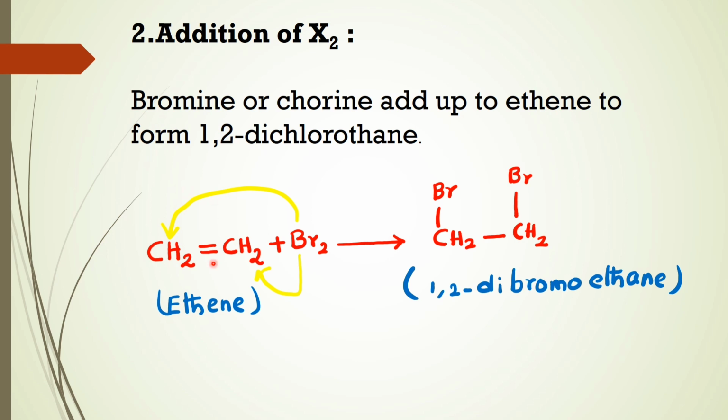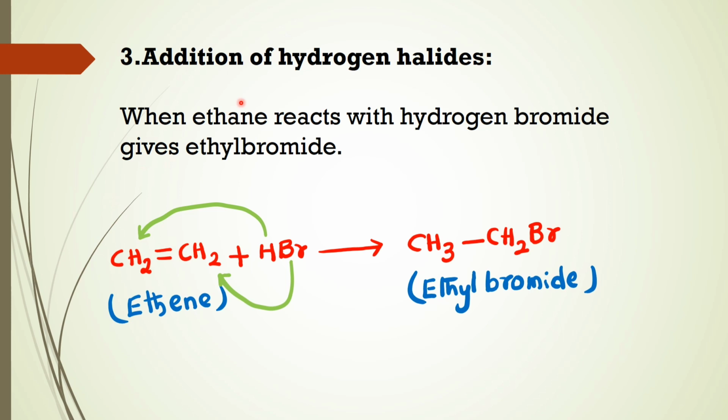The next one, halogenation. When ethene reacts with bromine, one bromine is added to one carbon and the other bromine atom to the other carbon, so the double bond becomes a single bond. So CH2Br-CH2Br, 1,2-dibromoethane. The next chemical property, addition of hydrogen halides. When ethene reacts with hydrogen bromide it gives ethyl bromide. Hydrogen combines with one carbon and bromine with the other carbon, the double bond becomes a single bond, and we get CH3CH2Br, ethyl bromide.